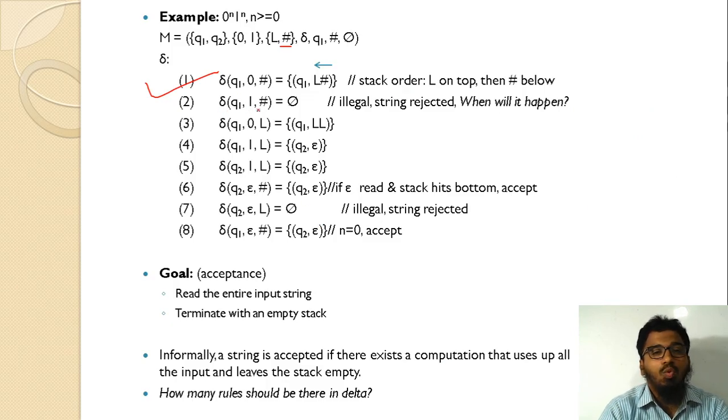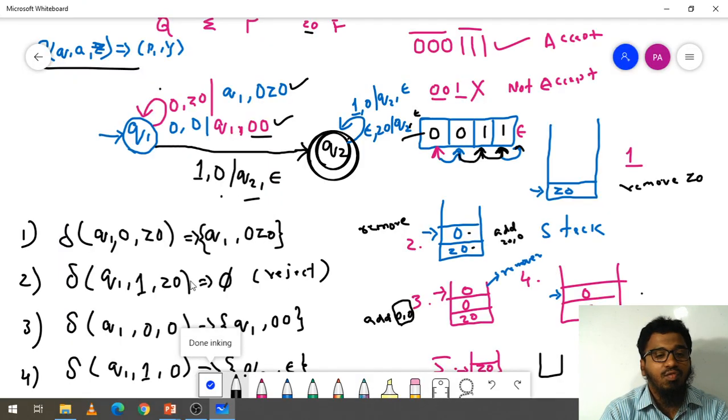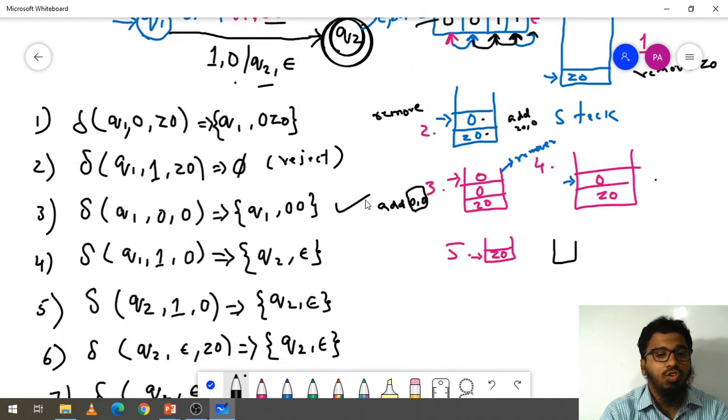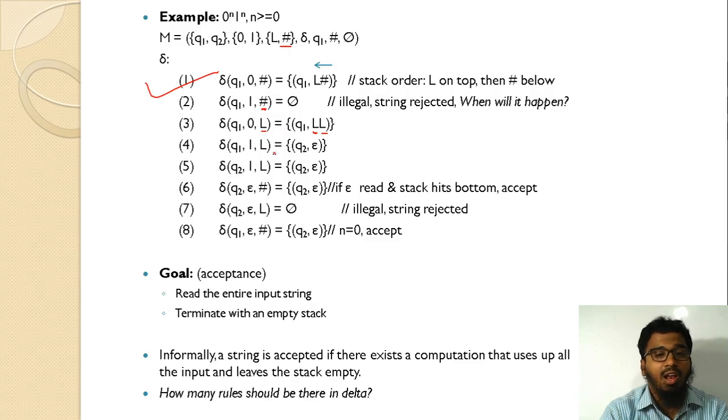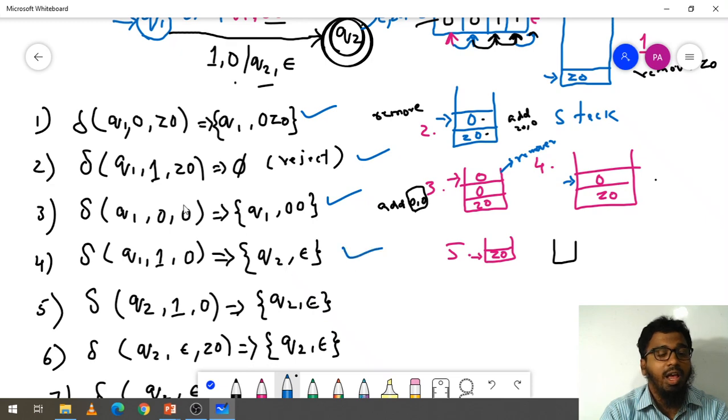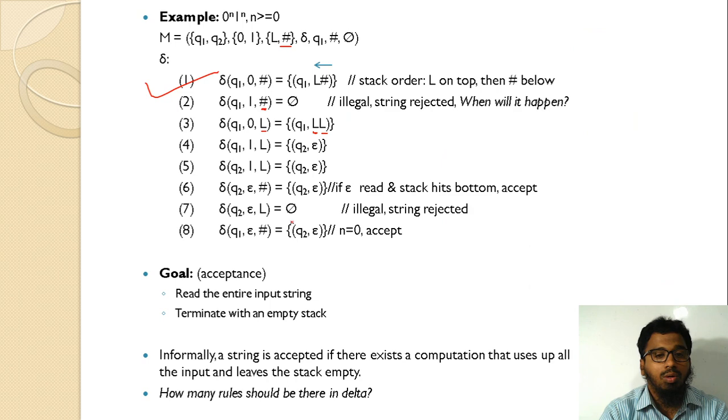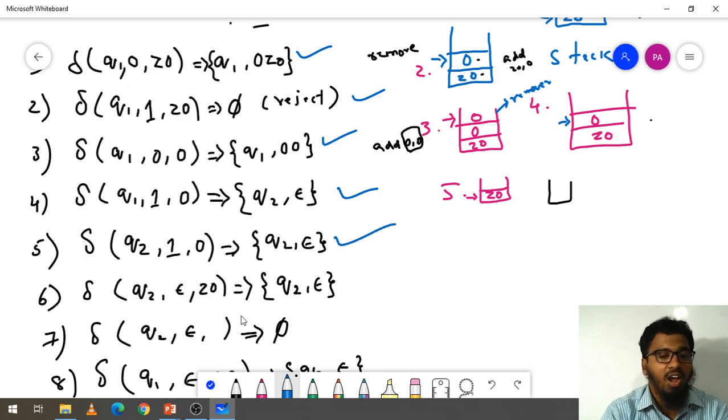So this is delta, q1 is z0, then it will be phi, illegal string and rejected, as I told you. And this is q1 0l is q1 ll. LL means 0 0, here we have taken directly 0 comma 0. This is also completed. Okay, this rejected and this is completed. Next, q1 on 1 L, where it is going, q2 L. L is nothing but 0. Okay, q2 1 on L, q2 0. The next also is correct.